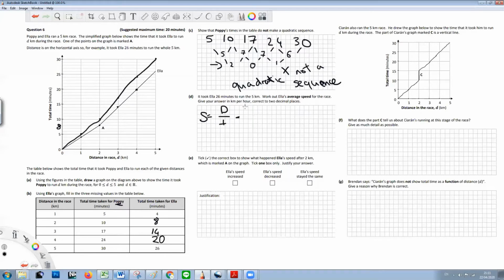So we're trying to find her average speed. We know that she ran 5 kilometers in 26 minutes. And then we would need to multiply that by 60 to get it per hour. So we're trying to find the speed per minute. That's the speed per minute. And then we're going to multiply it by 60 minutes. And that value will end up equaling 11.54 kilometers per hour.